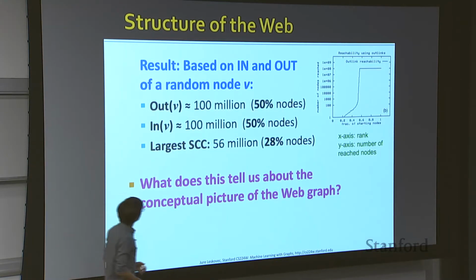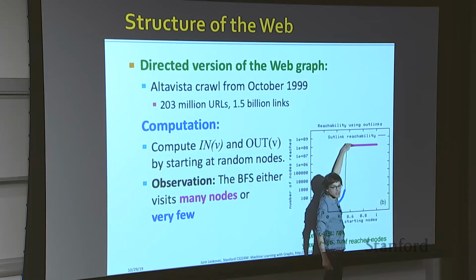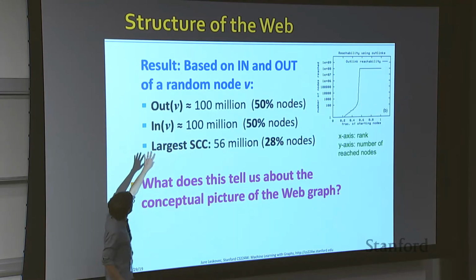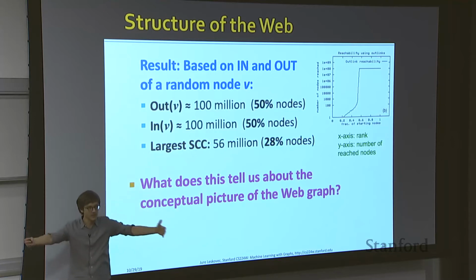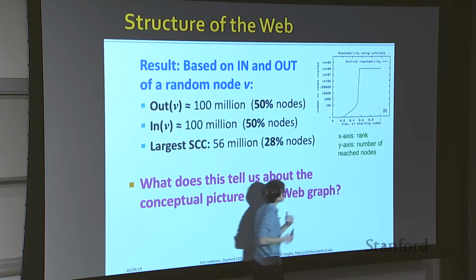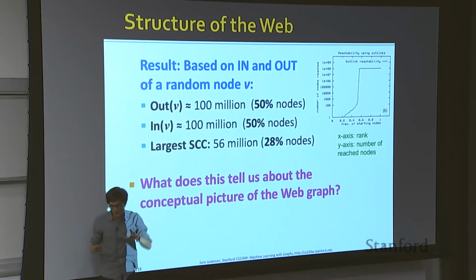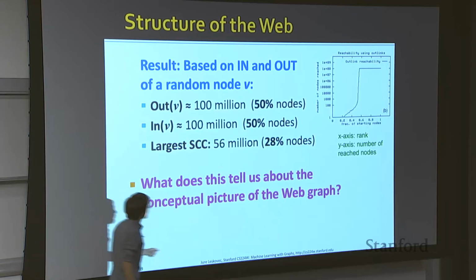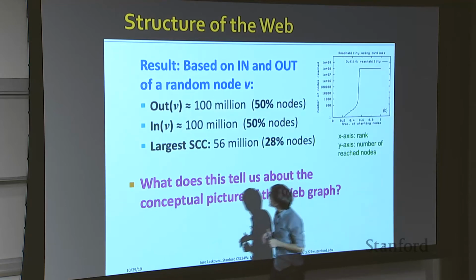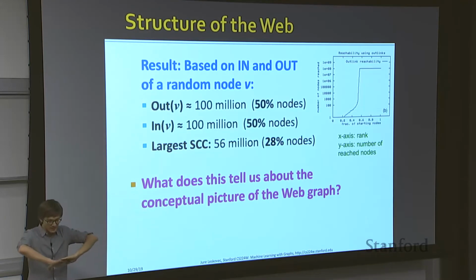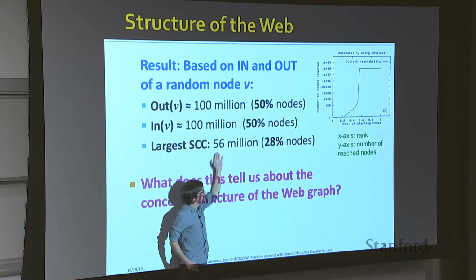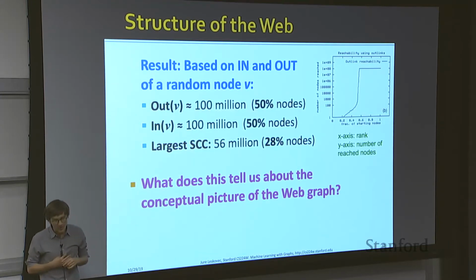When they did this, they basically found that this number is 100 million. So what this means is that for about half of the nodes, the size of the out component is about 100 million. And the same is true for the in component. They found that the in component is also about 100 million for about half of the nodes, for these guys here, where the BFS explodes. And then when they take the intersection of this 100 million and this 100 million, they are left with about 56 million nodes. This is the strongly connected component.